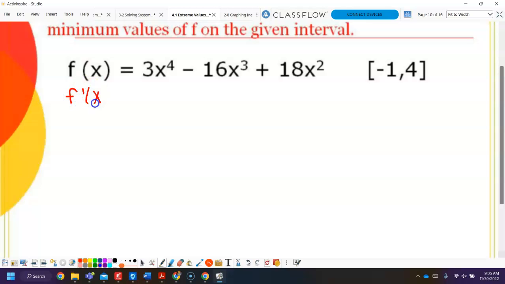We just talked about critical points and where they occur. The critical points are the points that can be the extremas. So what do I want to do? I want to find my derivative, and then I want to find where it is 0 or DNE.